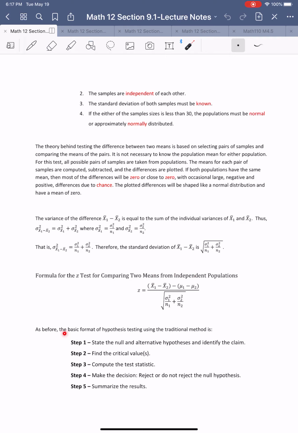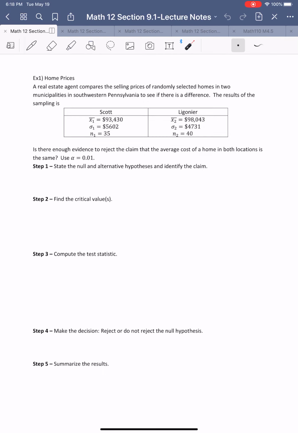Before the example, the basic format of hypothesis testing using the traditional method: number 1, state the null and alternative hypotheses and identify the claim. Step 2, find the critical values. Number 3, compute the test statistic. Number 4, make a decision, reject or do not reject the null hypothesis, and then summarize the results. Okay, so let's look at the example.